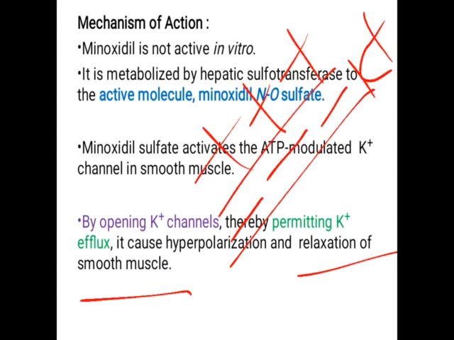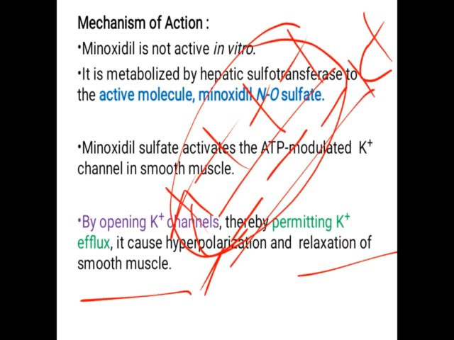So when potassium channel agonists are given, it opens the potassium channel, so the efflux of potassium takes place outside the cell. So outside the cell, the positive charge increases. As the positive charge goes outside, inside the cell, negative charge increases. So the potential difference increases. It results in hyperpolarization, and it results in the relaxation of smooth muscles. Okay, so in this way they are useful in the treatment of hypertension. So this is the second drug, minoxidil.